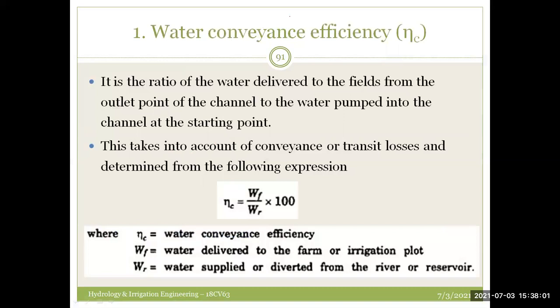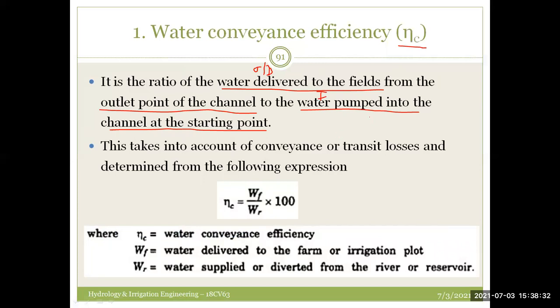The first type of efficiency is the water conveyance efficiency, which is denoted with the symbol eta C. It is the ratio of water delivered to the field from the outlet point of the channel to the water pumped in the channel at the starting point. Water delivered is the output, and water pumped into the channel is your input.